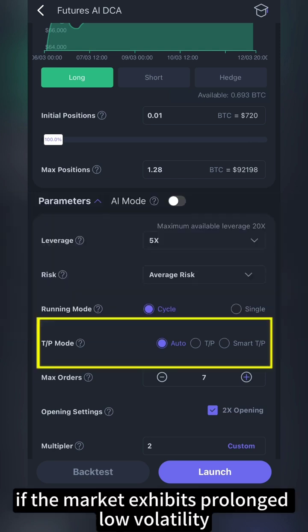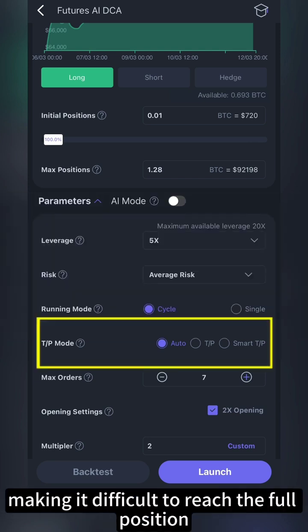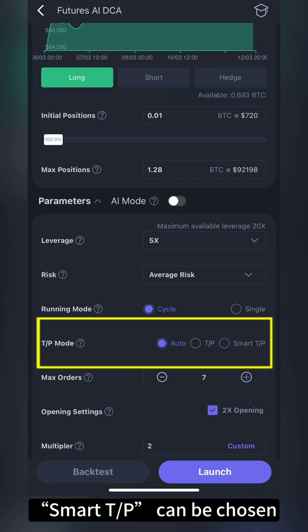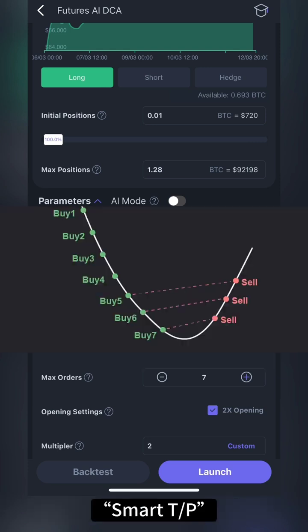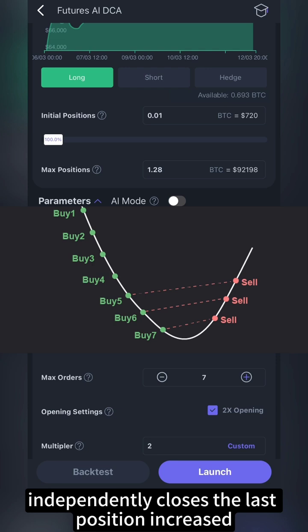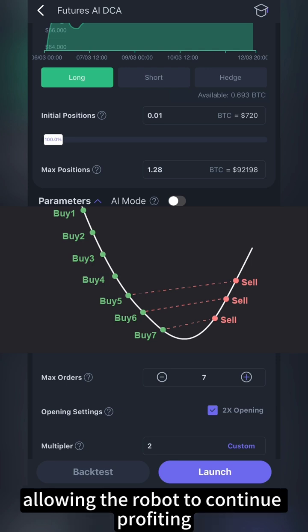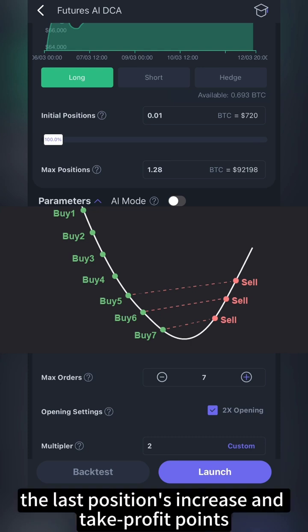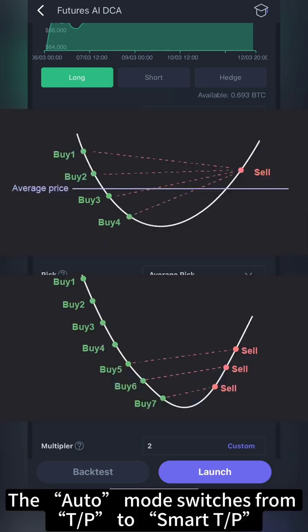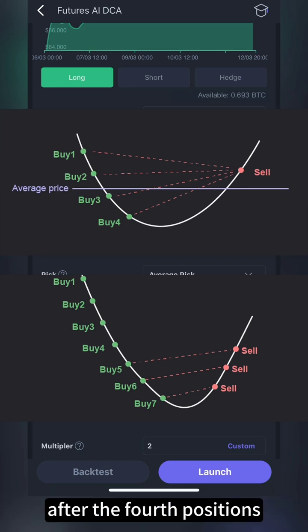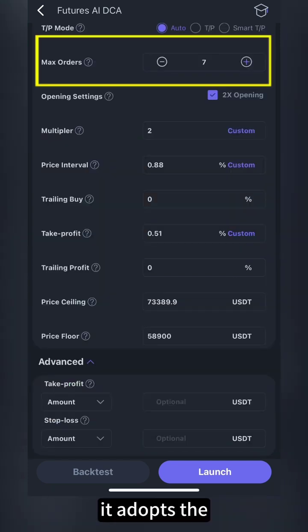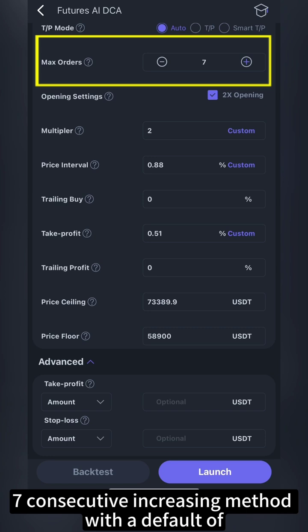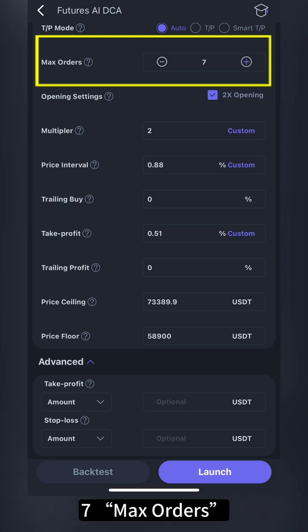If the market exhibits prolonged low volatility, making it difficult to reach the full position profit-taking point, Smart TP can be chosen. Smart TP independently closes the last position increased, allowing the robot to continue profiting while the market oscillates between the last position's increase and take profit points. The auto mode switches from TP to Smart TP after the 4th position. It adopts the 7 consecutive increasing method with a default of 7 max orders.